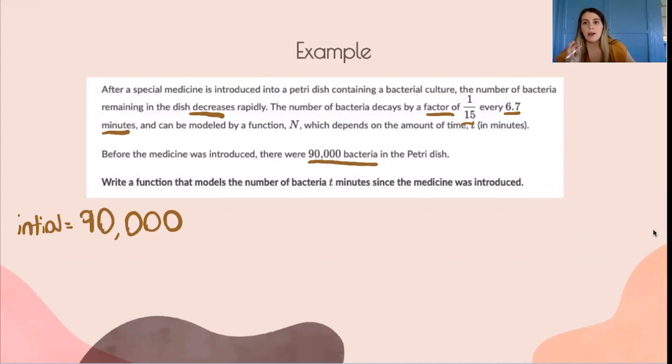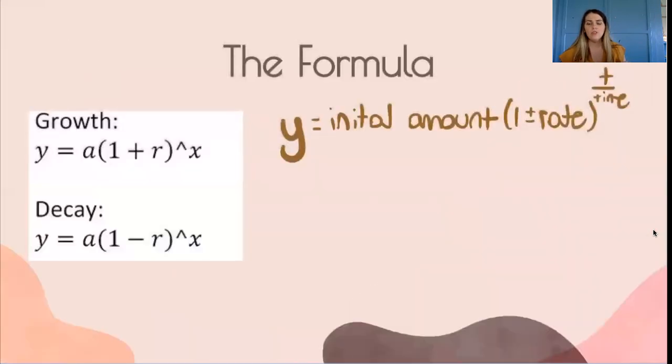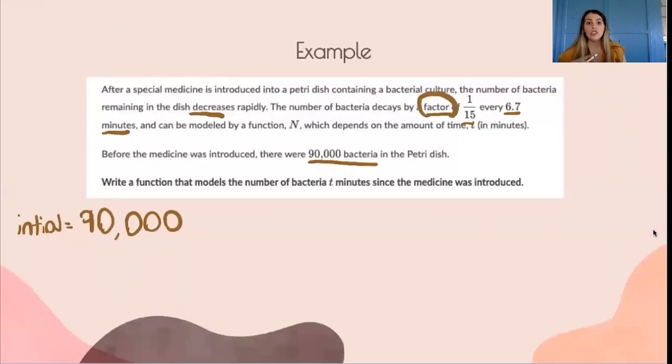Next, I'm looking for my rate. So this one has an exception. You see this word factor? If it says factor in the formula where it says 1 plus or minus, instead of us actually adding or subtracting a rate, we're just going to fill in that whole factor. So our factor will be 1/15. And this is going to happen, our time that we're looking for, every 6.7 minutes.